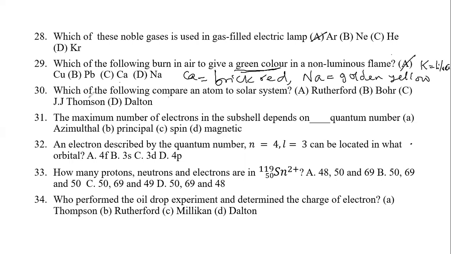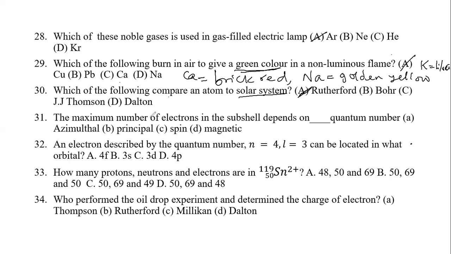Now, question number 30 says, which of the following compared an atom to the solar system? Rutherford, Bohr, J.J. Thomson, Dalton. Rutherford discovered the nucleus, and it was the one that gave us the planetary model of the atom. He compared the atom to a solar system. That is Ernest Rutherford. J.J. Thomson discovered the electron through the cathode ray experiment. So Rutherford was the one that compared the atom to the solar system.